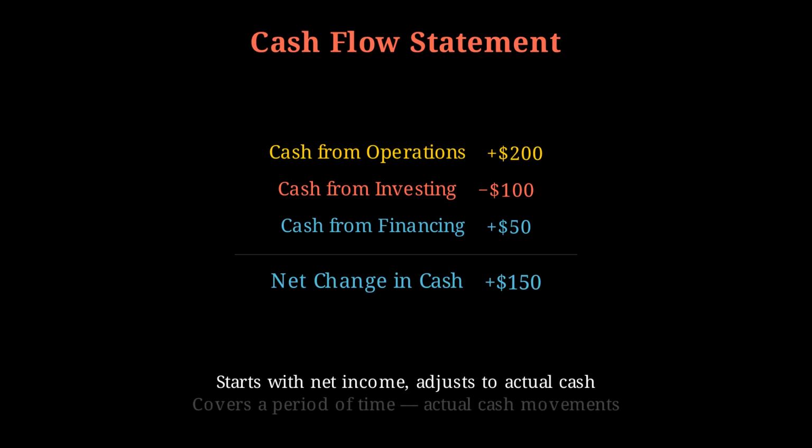The cash flow statement starts with net income from the income statement, then adjusts for non-cash items like depreciation and changes in working capital to get actual cash generated. The cash flow statement covers a period of time, like the income statement. It tells you whether the company is generating cash or burning cash.